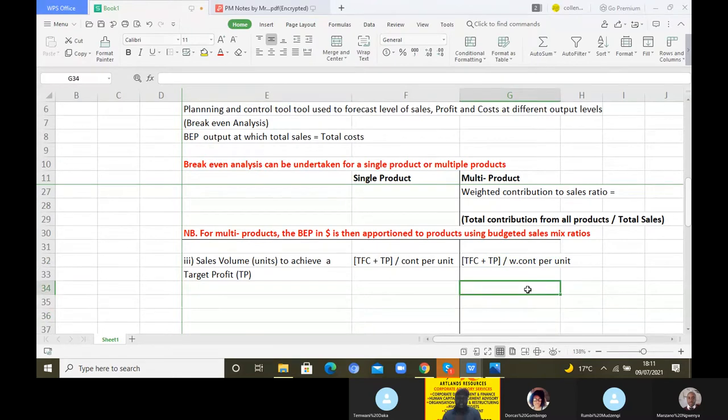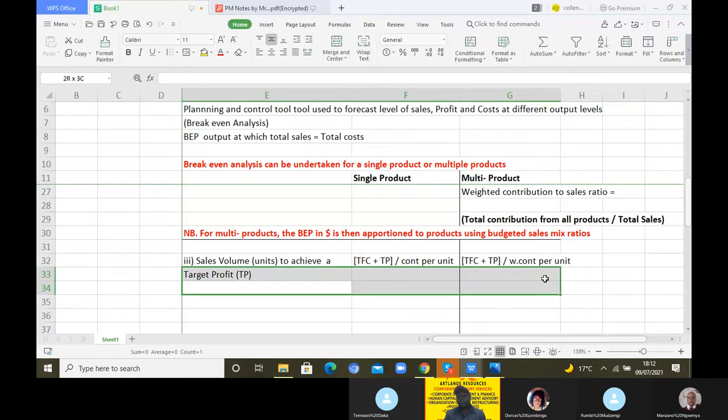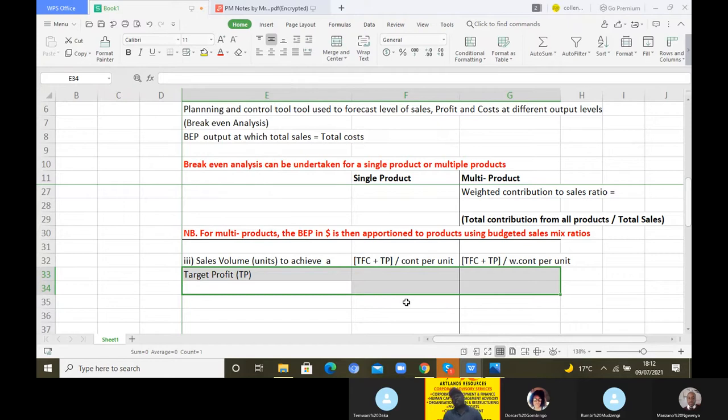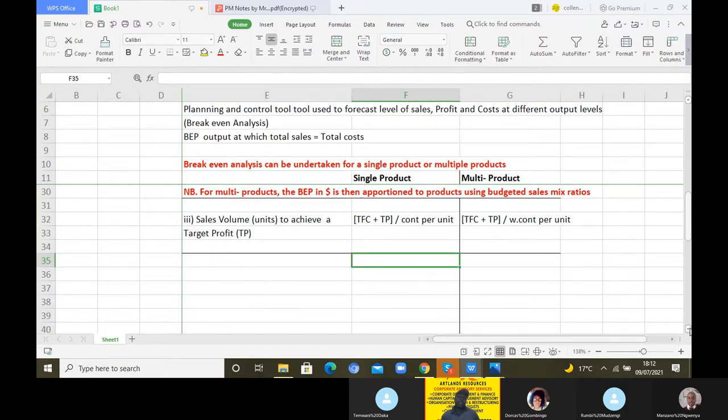Right. So that's what you do when you're calculating sales volume to achieve a target profit. Now, the answer that comes out from this working is in units, because you are working with sales volume, meaning units, to achieve a target profit. But you can equally work with sales revenue to achieve a target profit.